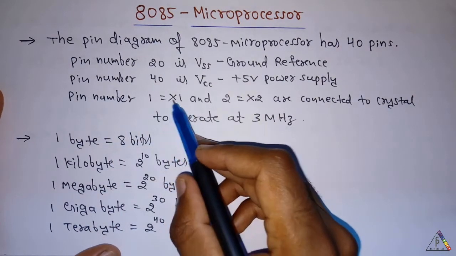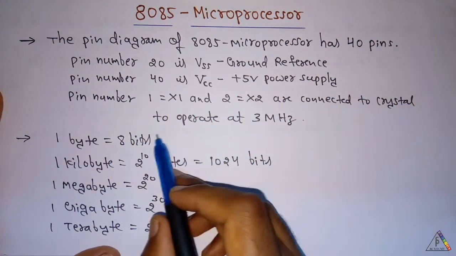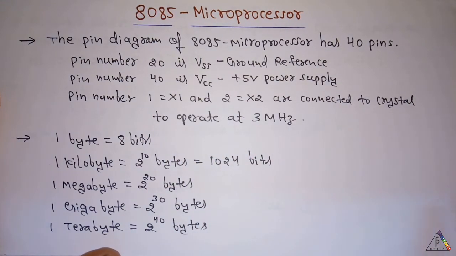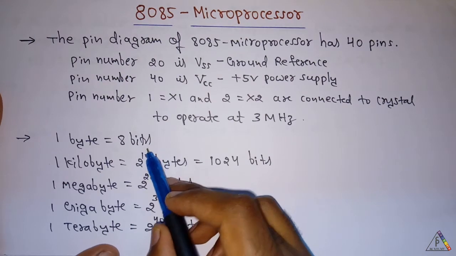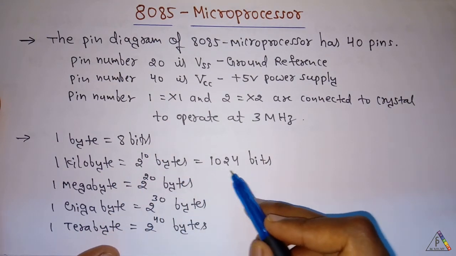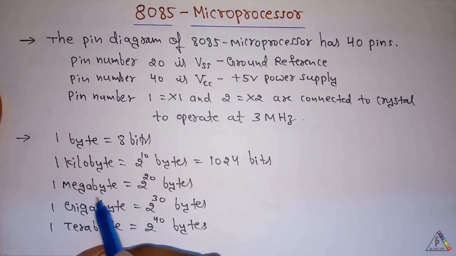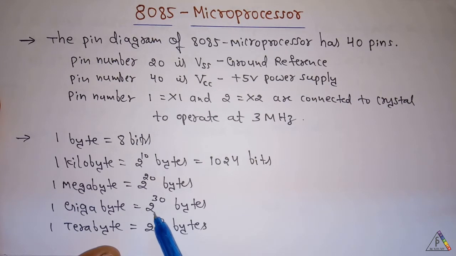Pin number 1 is X1 and pin number 2 is X2, connected to a crystal to operate at a 3 megahertz frequency. 1 byte is equal to 8 bits. 1 kilobyte is equal to 2 to the power of 10 bytes, that is equal to 1024 bytes. 1 megabyte is equal to 2 to the power of 20 bytes. 1 gigabyte is equal to 2 to the power of 30 bytes. 1 terabyte is equal to 2 to the power of 40 bytes.